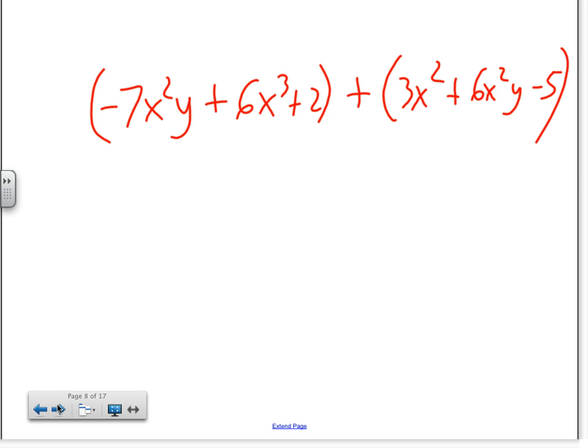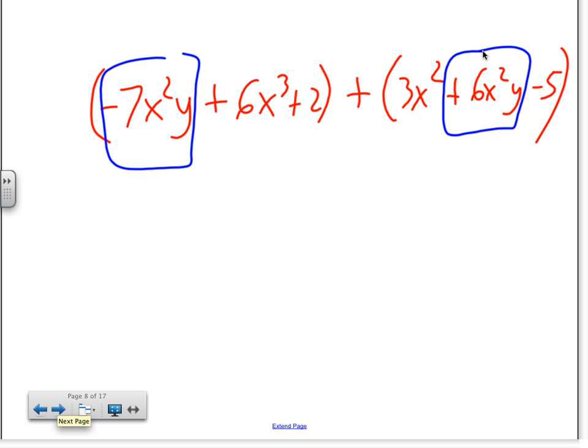Literally, we just have to start combining. Take a look. Anything alike that you see? X squared y, so let's go ahead and box that. Anything else? Just 2 and -5. What about this x to the third, or the 3x squared? Is there anything that we can do? If you cannot combine them, just leave them alone.